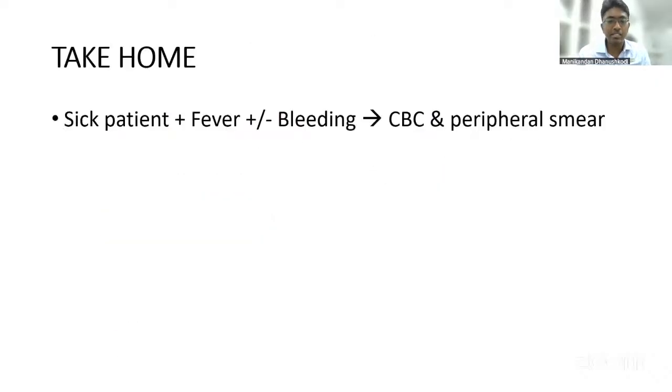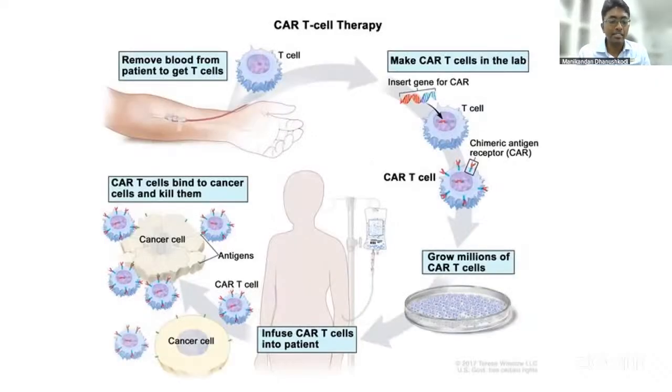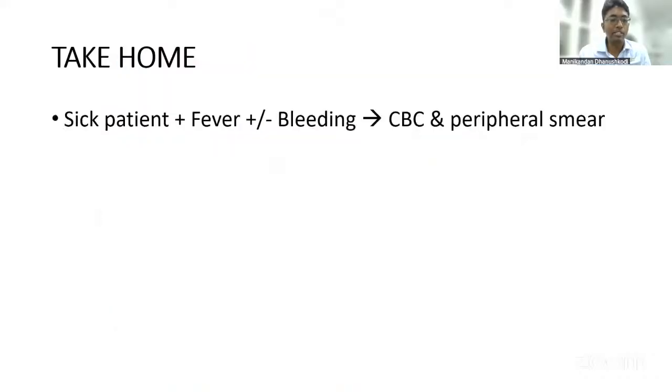And the latest, this is the last slide for today, that is the CAR T cell therapy. That is the latest for all acute, especially refractory leukemias. It has shown a promising cure. Unfortunately, it's very expensive. The take-home message for all residents is if you have a sick patient with fever or bleeding, never forget a CBC and also a peripheral smear that could save lives.